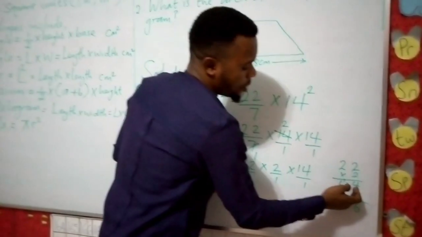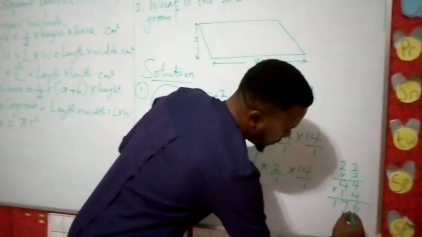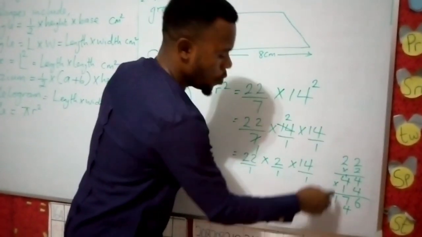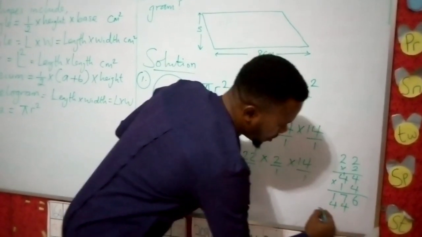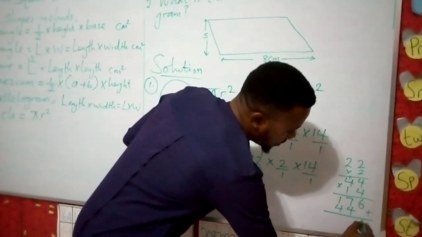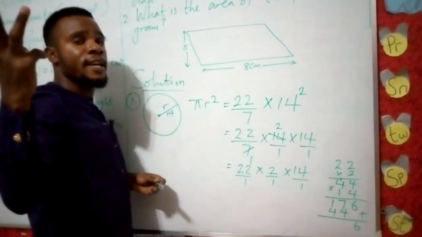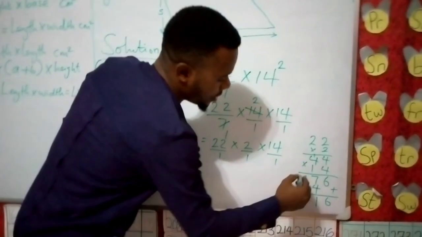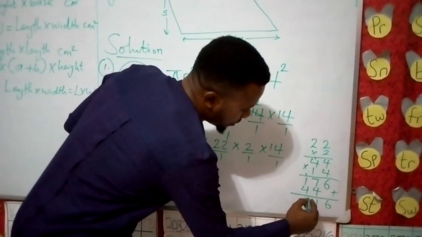Now 1 times 4 is 4. Remember you skip here and you write 4 here. Good. 1 times 4 is 4. Write it down. When you're done with this, you sum it up. Now that we have nothing here, we bring down 6. 7 plus 4: 7 in your brain, 4 in your fingers. 7, 8, 9, 10, 11. You don't write 11. Write your units and take up your tens. 1 plus 1 is 2. 2 plus 4 is 6.